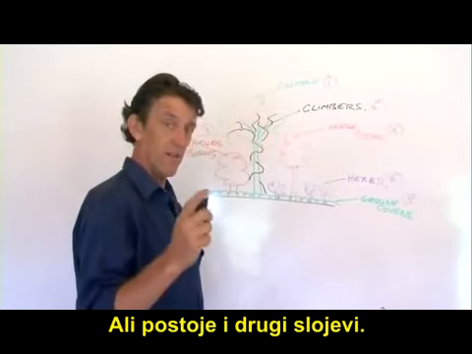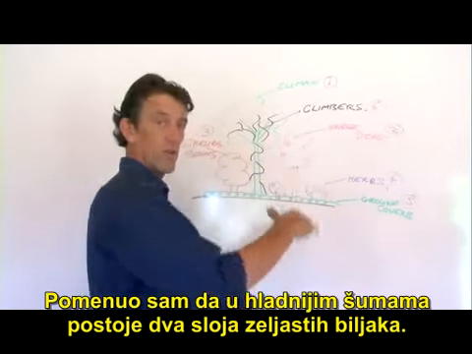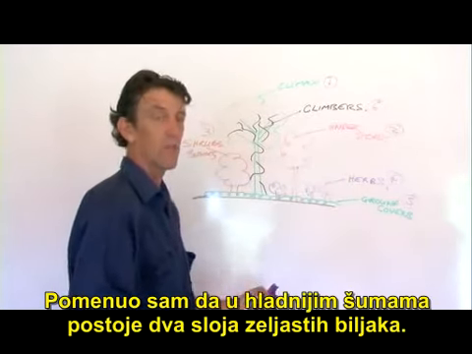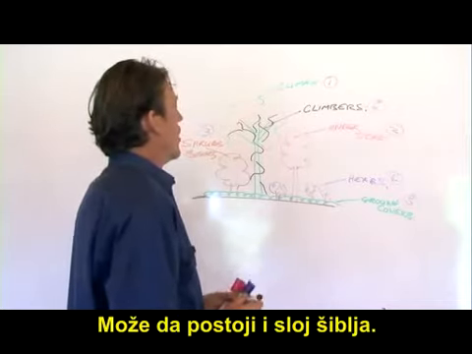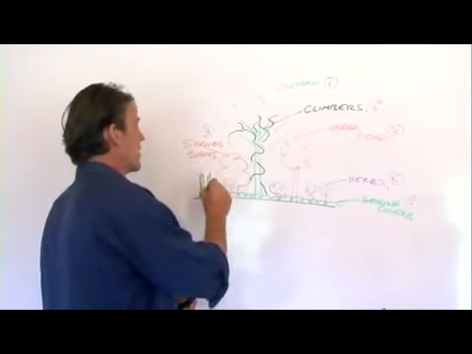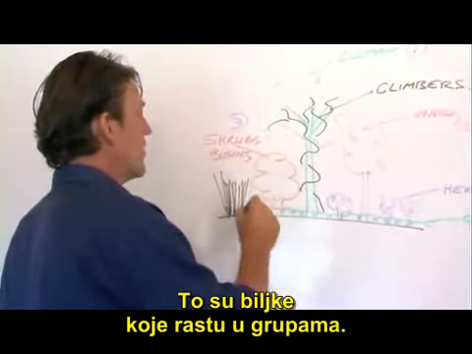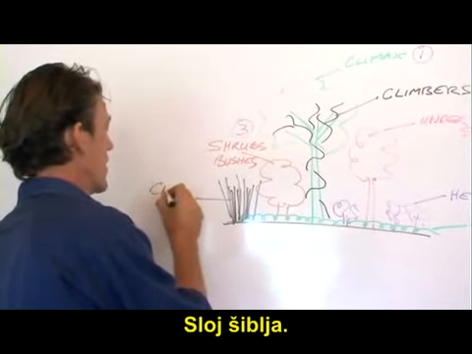But there are other layers. Like I mentioned before, there's 2 layers of herbs, tall and short herbs in the cooler climates, the colder climates, the temperate forests. You can also have clumpers, plants that grow by divisions and clump. So they can be part of a forest. Clumpers.